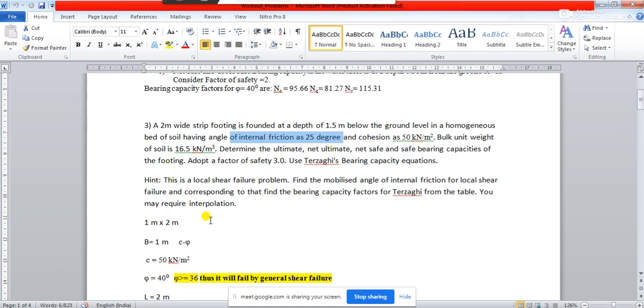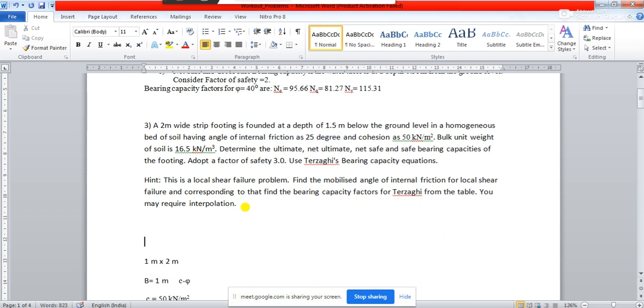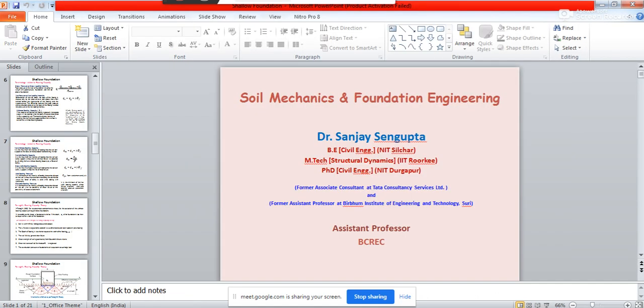If the angle of internal friction is 25 degree, then which kind of shear failure will it be? Tell me. It will be which kind of shear failure? Local shear failure, yes, because we have defined it, right?